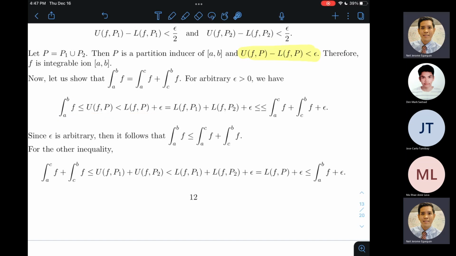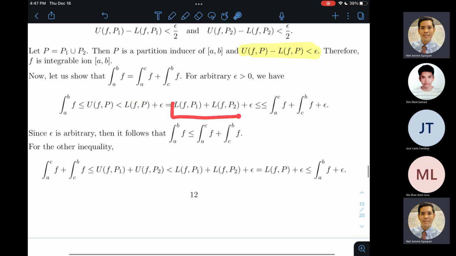Now, I can write this as a sum of two lower Riemann sums. So P1 and P2 will be the intersection of P with the closed interval AC and the closed interval CB respectively. So parehas lang yung definition ni P1 at ni P2 as what we have earlier. So etong si L, with respect to P, nahati ko sa dalawa. Tapos, kinopya ko lang si epsilon papunta doon.